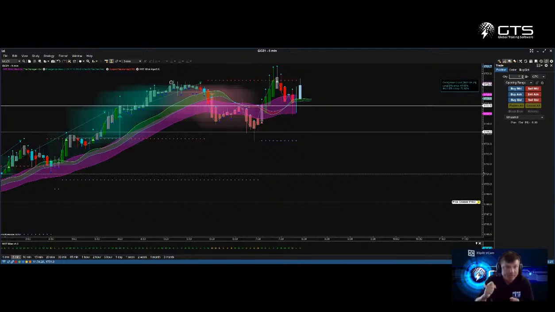So the gold pit open is at 7 a.m. my time, which is 8 a.m. Eastern.